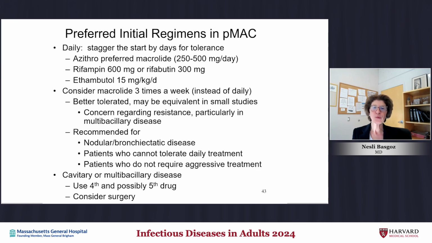There are some patients in whom 3 times a week therapy can be considered. This is better tolerated and may be equivalent in small studies. There is concern about resistance, particularly if the patient has multibacillary or smear-positive disease. It is recommended for people who have nodular bronchiectatic disease, or patients who can't tolerate daily treatment, or patients who don't require aggressive treatment. If the patient has cavitary or multibacillary disease, so smear-positive disease, we often start with a fourth drug and in some cases a fifth drug, depending on the drug susceptibility. And we consider surgery, as Dr.